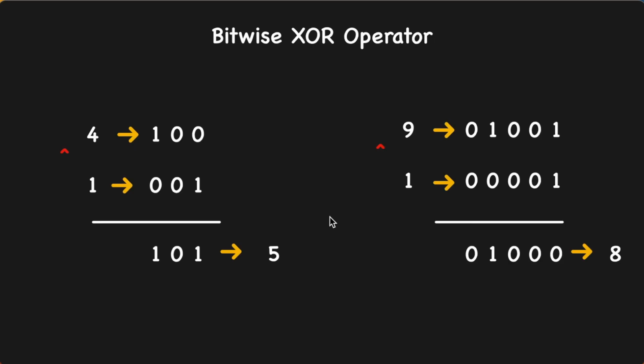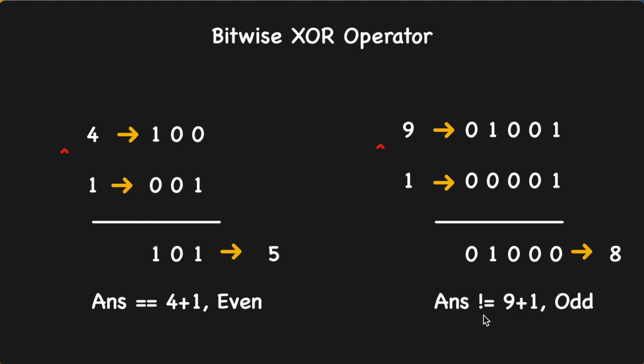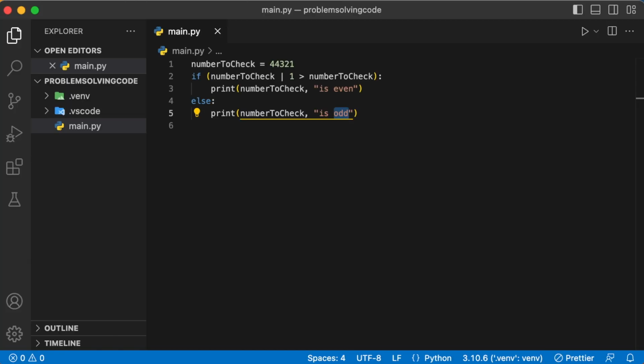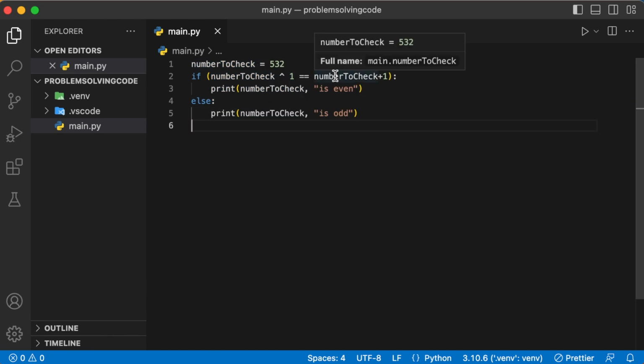And lastly, to use the XOR operator, we have to take this condition. That is, we have to check if the answer is equal to the number we want to check plus 1. If these are equal, then we will call that number even, otherwise if the answer is not equal to the number plus 1, then we will call that number odd. Now to write the code for the same, we have to make these changes. That is, we have to perform a XOR operation with 1, and check if it is equal to number plus 1. If this condition is satisfied, then we can say that the number is even, otherwise the number is odd.